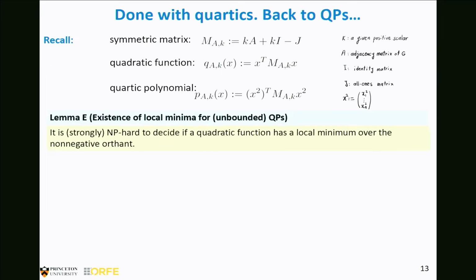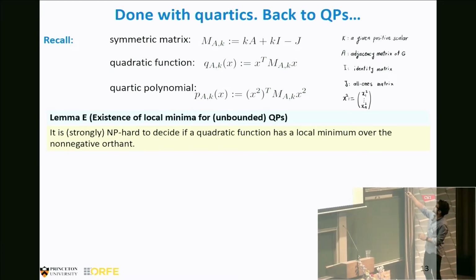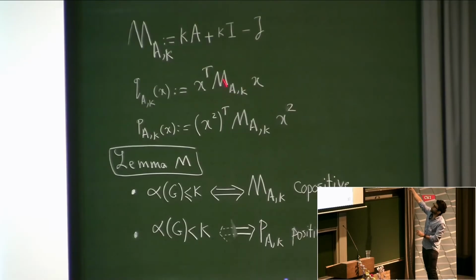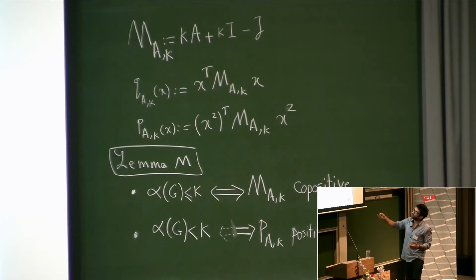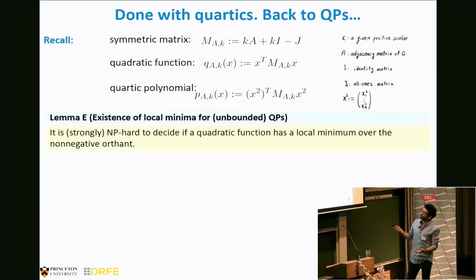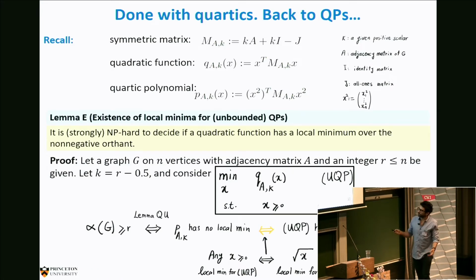Okay, so now we're done with quartics, and I want to go back to quadratic programs, and this will be more straightforward. So now I want to go back to this notation of the Q, which is a quadratic form, right? And the first lemma, I'm going to call it lemma E, for existence of local minima for unbounded QPs. And it says it's NP-hard if you have a QP over an unbounded polyhedron to test if it has a local min. And the reduction is very straightforward.